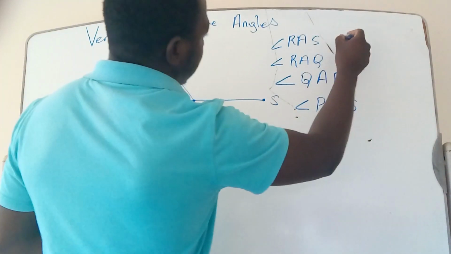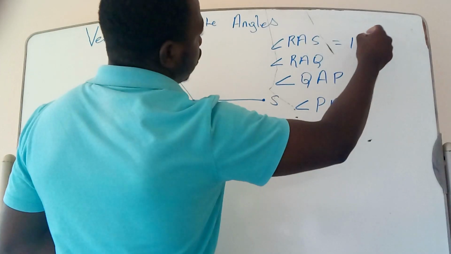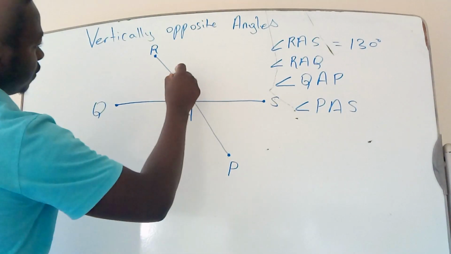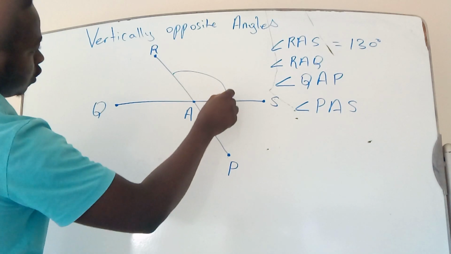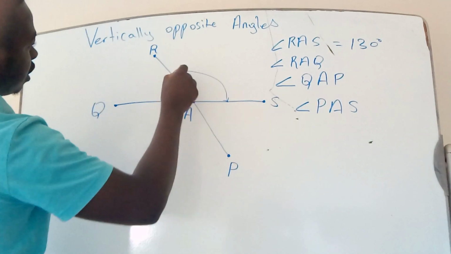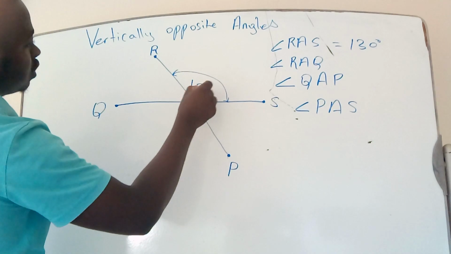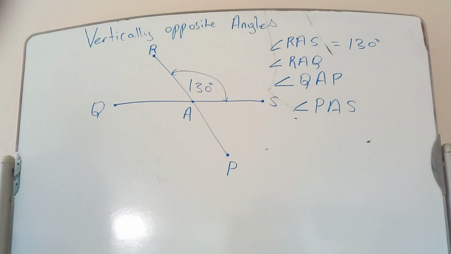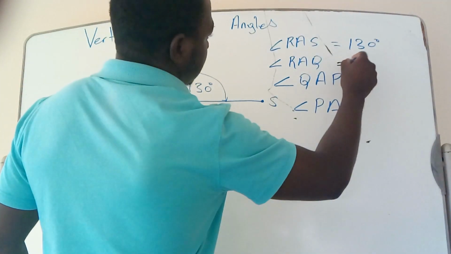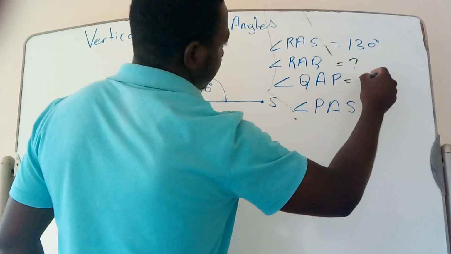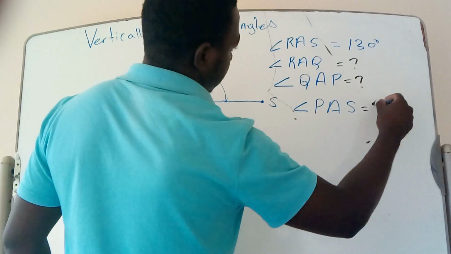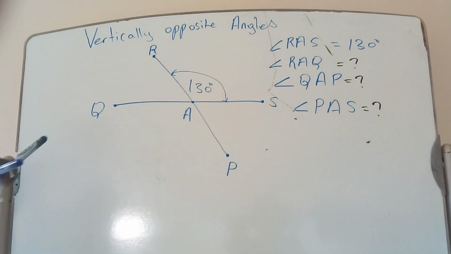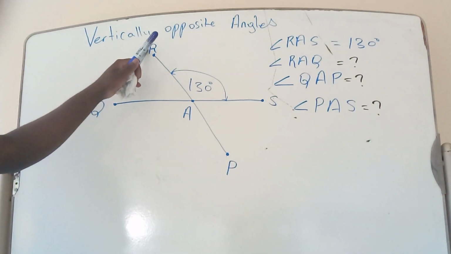So let's say that we know the value of angle RAS. Let's say the value of this angle is 130 degrees, which is this part here. And then somebody asks us to calculate the rest of the missing angles. So we are going to see if we can calculate RAQ.